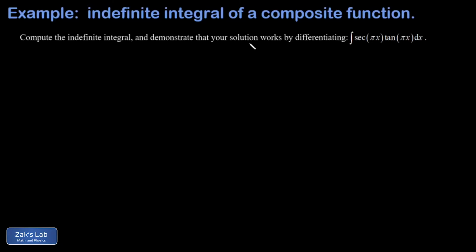In this problem, we're computing an indefinite integral. In other words, we're just getting the antiderivative of secant pi x times tangent pi x. And the idea with this problem is to find the antiderivative informally. That means without using an explicit u substitution.